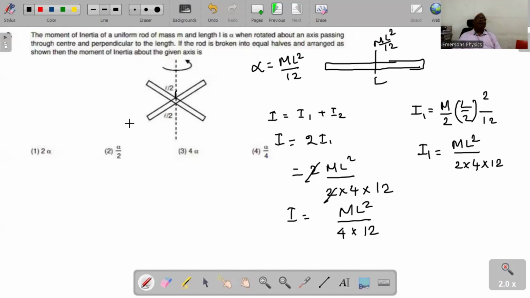We wanted to relate with the alpha. So alpha is nothing but ml squared by 12. Upon 1 by 4, ml squared by 12 is nothing but alpha. So the answer is alpha by 4. Okay.